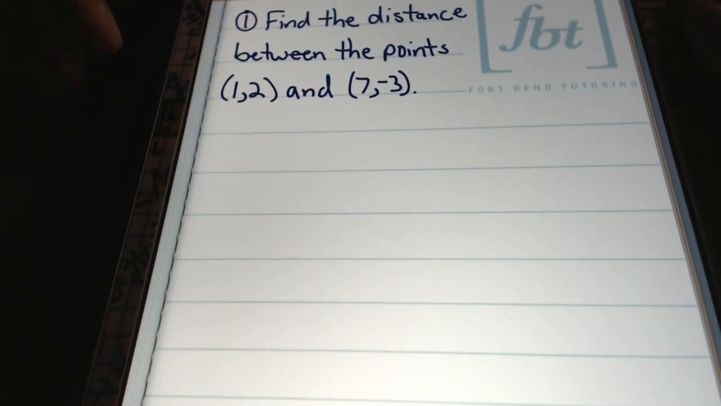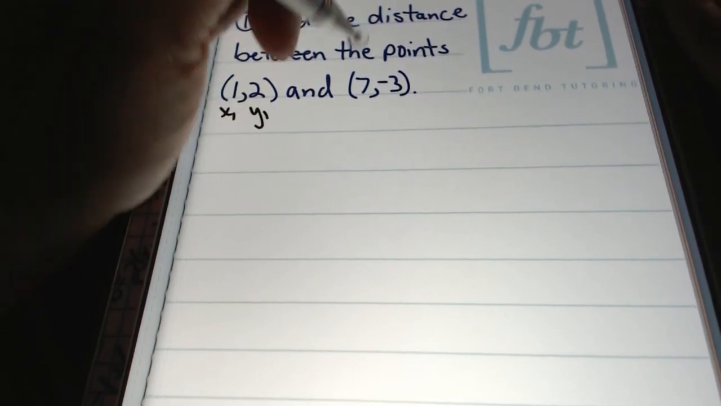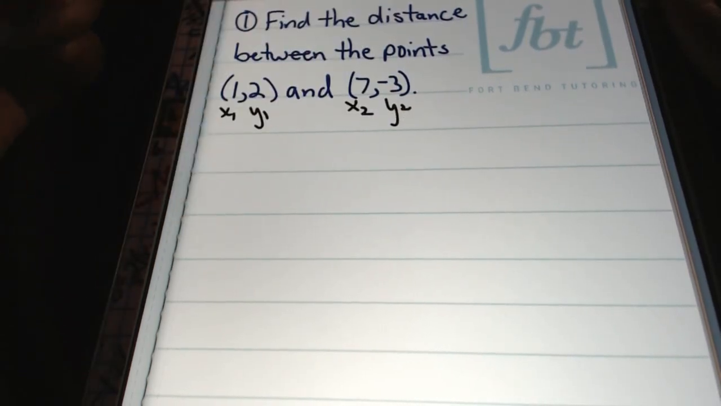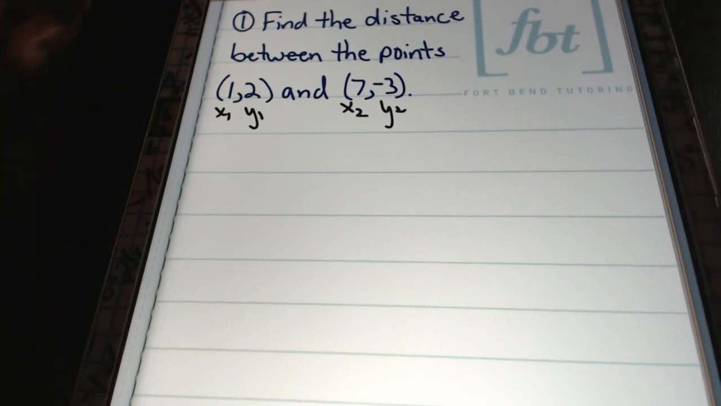So this is what we're going to be doing. We're going to be starting out by labeling these points as x1, y1, x2, y2. This part is definitely going to be using a different formula that will assist us in finding the distance between two given points. Angry Hermit says basically the Pythagorean theorem.